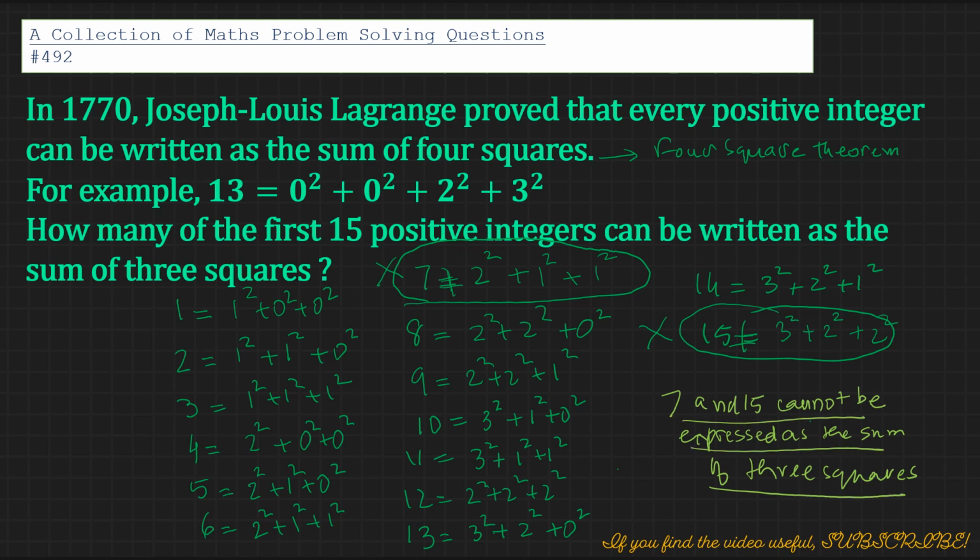So how many of the first 15 positive integers can be written as the sum of 3 squares? The answer is, out of 15, you can write only 13 of them. So the answer is 13, because only 13 of them can be written as a sum of 3 squares. 7 and 15 cannot be written as a sum of 3 squares.